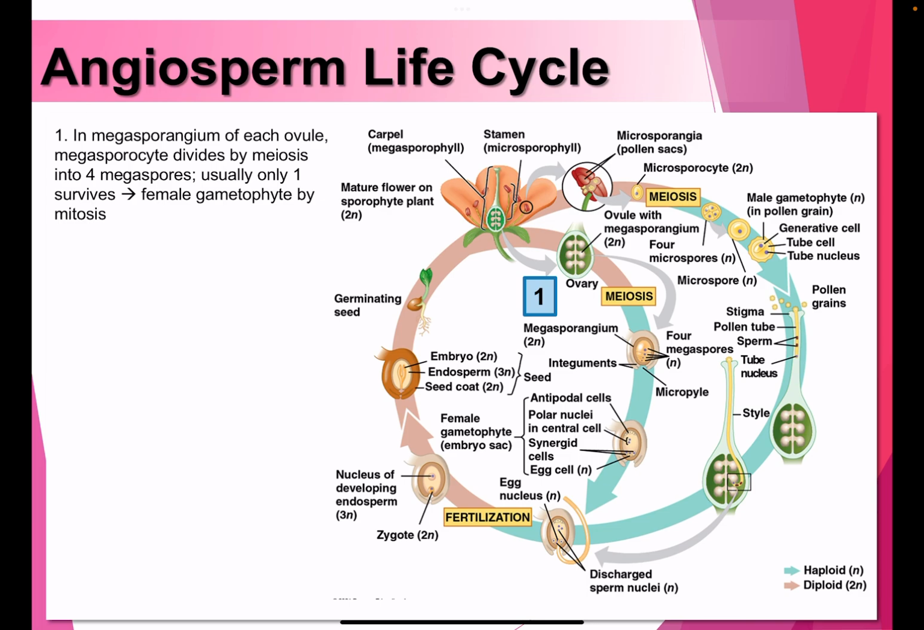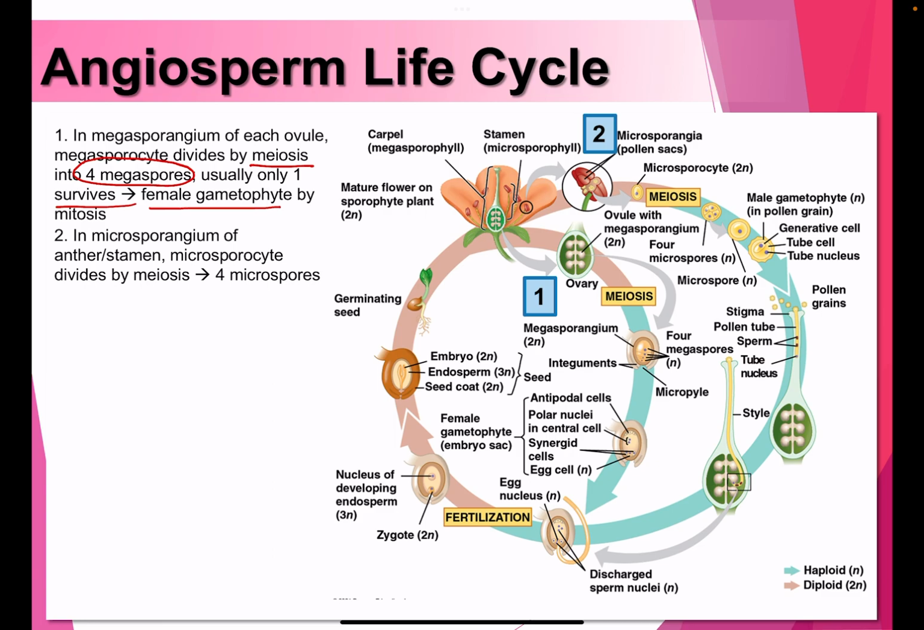It's just that now you have this double fertilization going on. So in the first step, right here, you have the sporangium of the flower, and within the megasporangium, you have multiple ovules. Each ovule will have a megasporocyte that divides by meiosis into four megaspores, and usually only one survives. And I already kind of talked about why you need to make four, but usually only one of those survives and will then become your female gametophyte by mitosis.